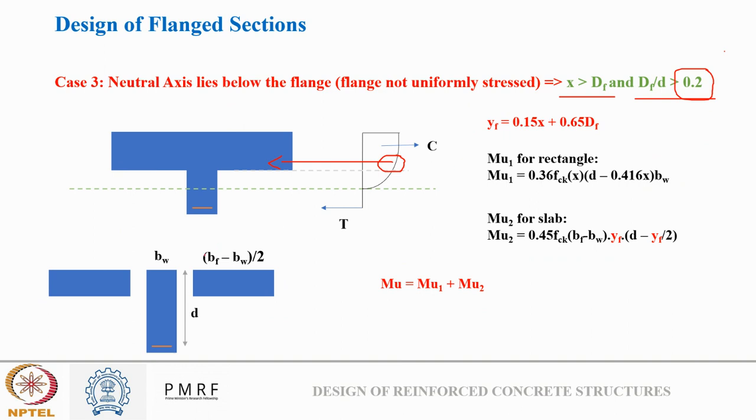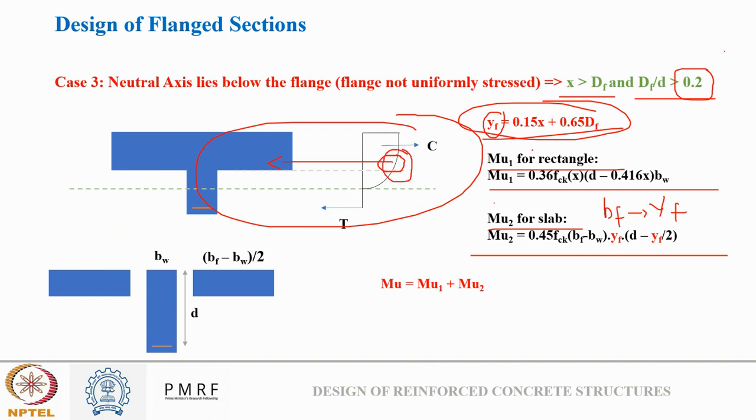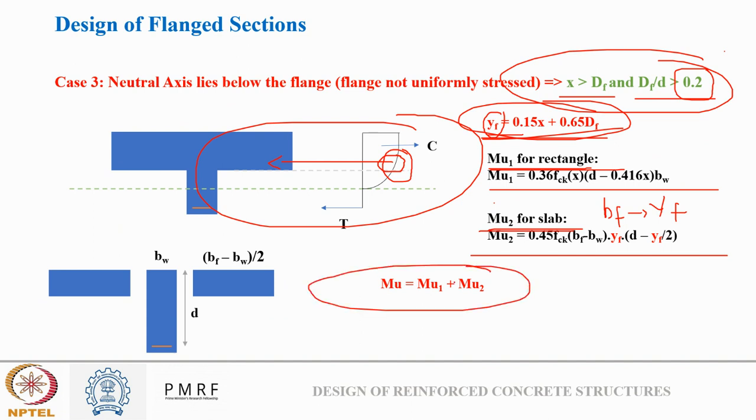In this case, we need to do nothing else, we just need to replace bf by yf. This is how we do that. You just need to remember that why we are doing this is all done experimentally. They got this relationship that you need to estimate so that you can take into account this non-uniformity. Once you know that you belong to this case, you need to calculate the value of yf. You need to calculate the moment offered by the rectangle and by the slab, and you get the total moment of resistance.